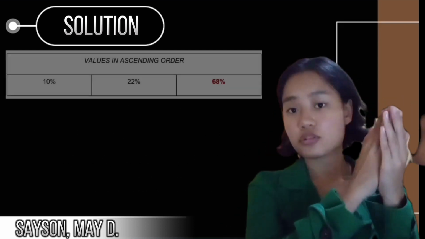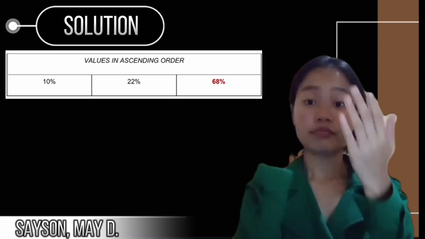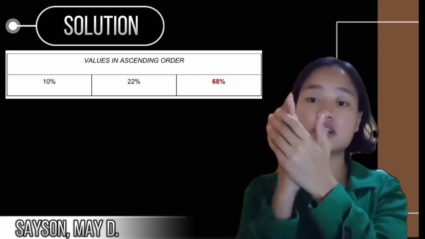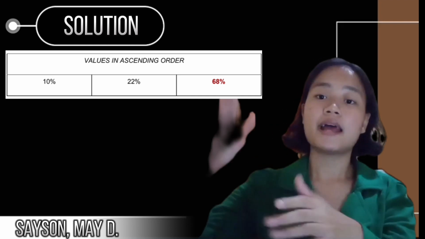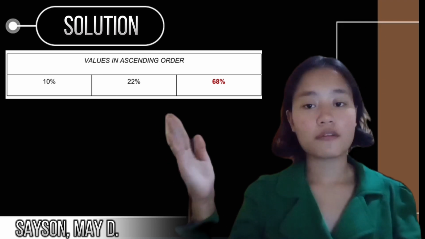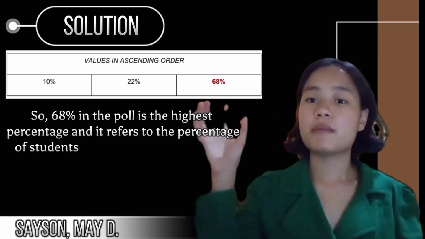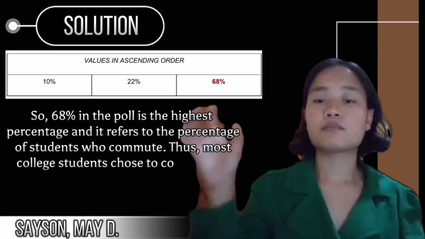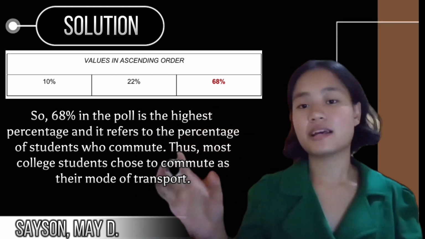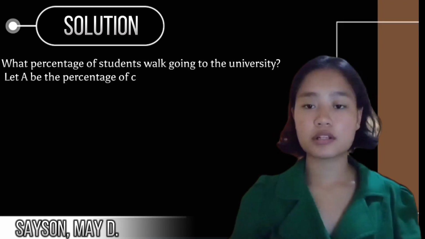So for the first order, we have 10%, which is the percentage of students who walk. Next is 22%, percentage of students who have personal services. And the last or highest percentage, 68%, which is the percentage of students who commute. So as we identify, 68% is the highest percentage, making this, in conclusion, that most students' mode of transportation is commuting.